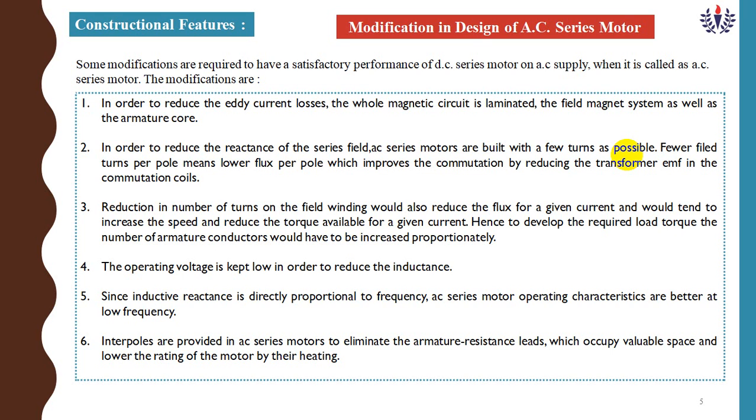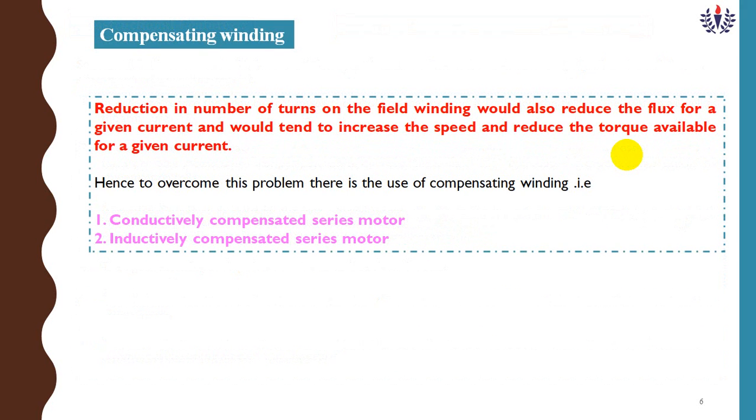Instead of DC, now you are giving AC supply. If you give AC supply, there will be some slight changes in the construction of the machine inside, normally in the winding arrangements. These points are already explained. That winding arrangement is called the compensating winding arrangement. And because we are giving AC, the speed value will be slightly decreased.